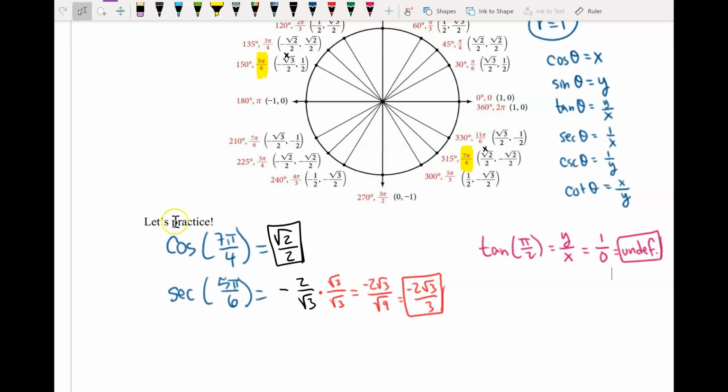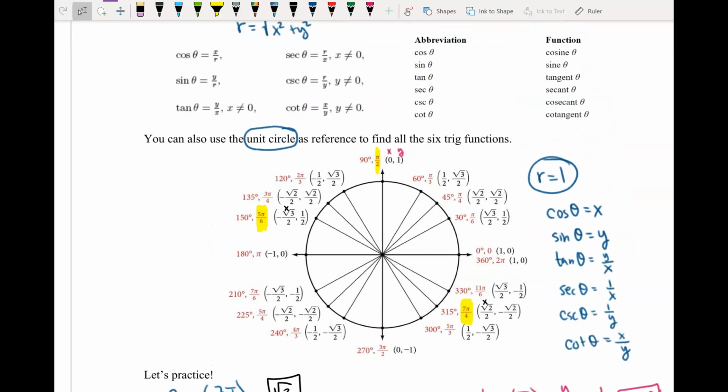So you cannot define tangent of pi over 2. Now, what would be the sine of negative pi over 2? All right, so now here's where it gets a little tricky.